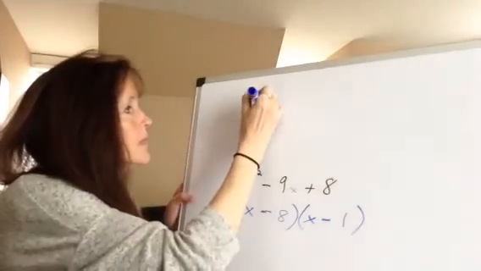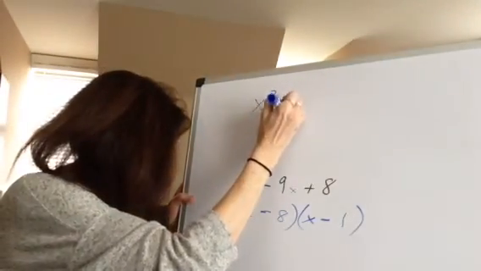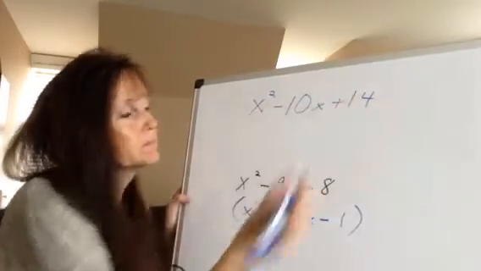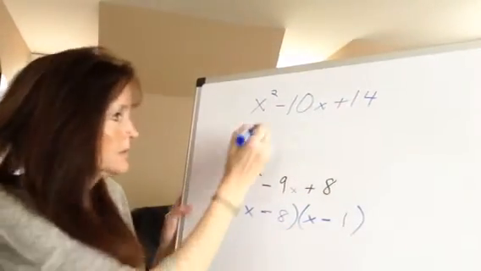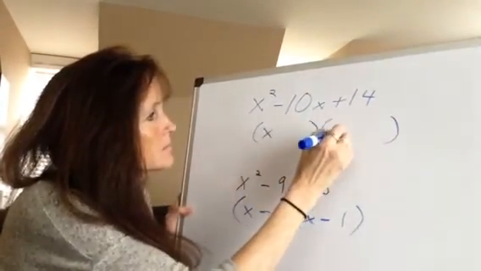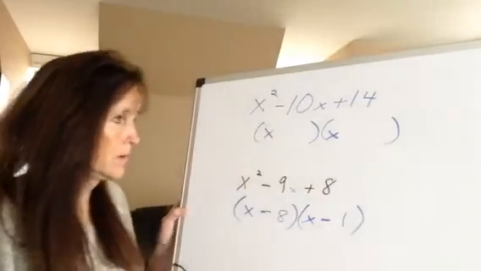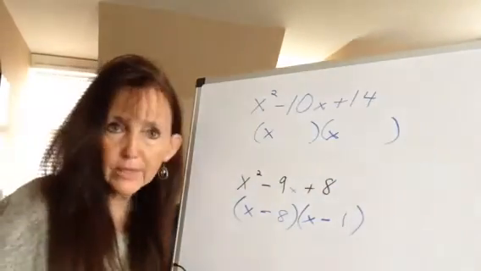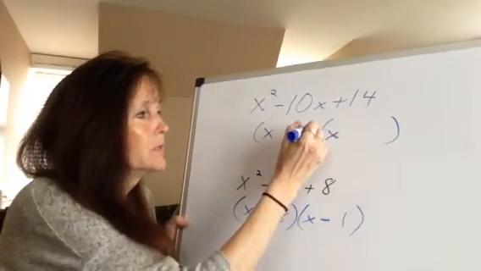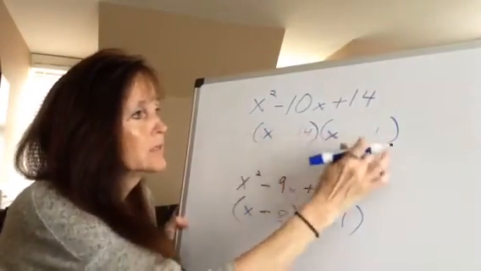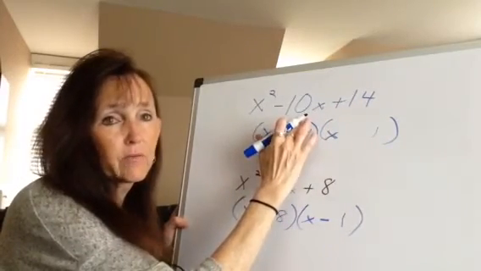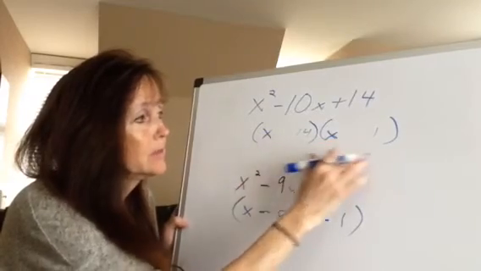Okay, look at this one. X squared minus 10x plus 14. Okay, do your 2 parentheses. Alright, x and x. Alright, there's trial and error. Put it down, erase it if it doesn't work. 14. Okay, well 14 and 1, because 14 times 1 gives you 14. But is there any way of getting 10 out of that when you add 14 and 1? No.